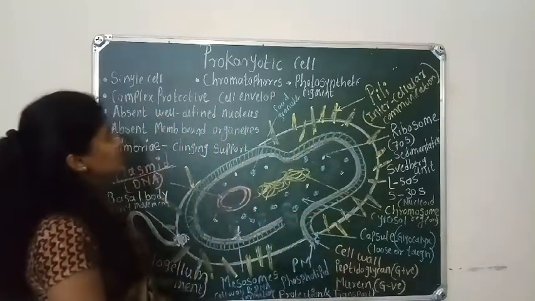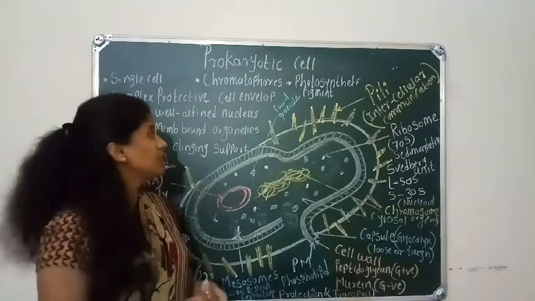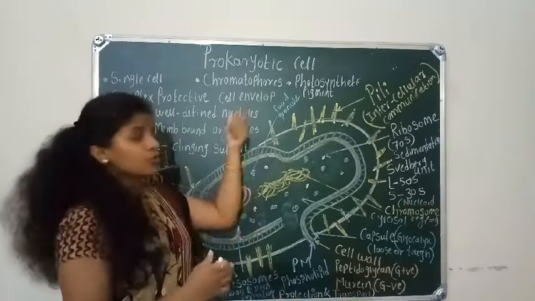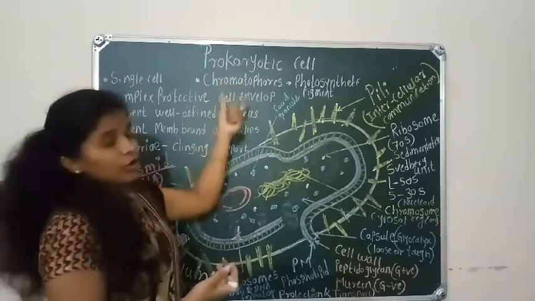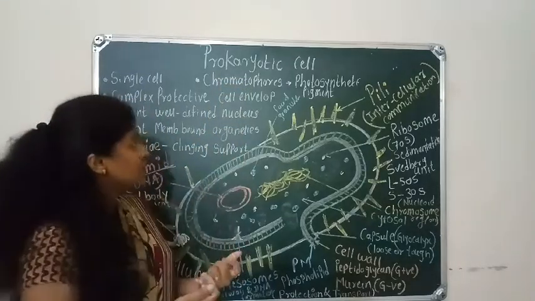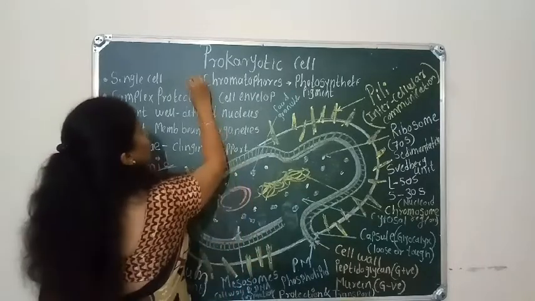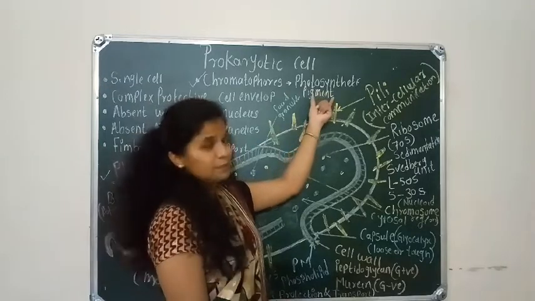Then next point is chromatophores. In some bacteria, that is photosynthetic bacteria, show the longer projection or longer extension which is known as the chromatophores, which possesses photosynthetic pigment.